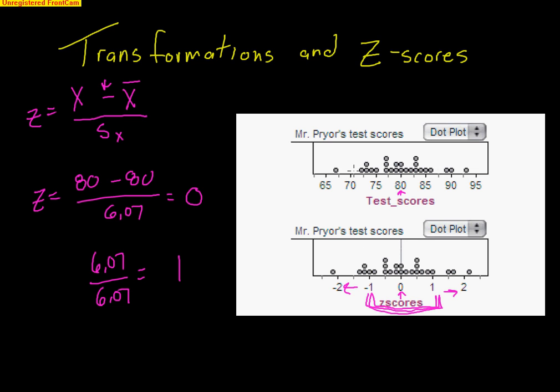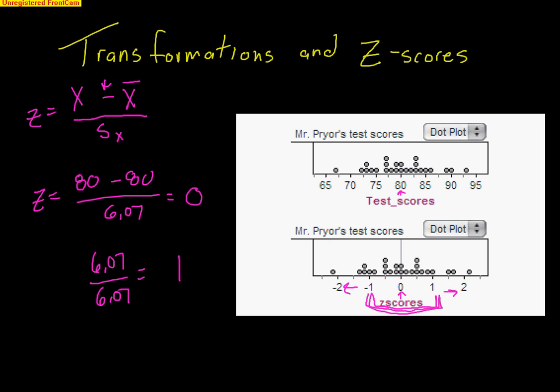The other thing I wanted to point out when looking at this is that notice the one thing that did stay the same is the shape. When we converted from scores to z-scores, the shape stayed exactly the same. I mean, if I took all those numbers away, the two shapes of these dot plots are identical. And that is true when you transform data.